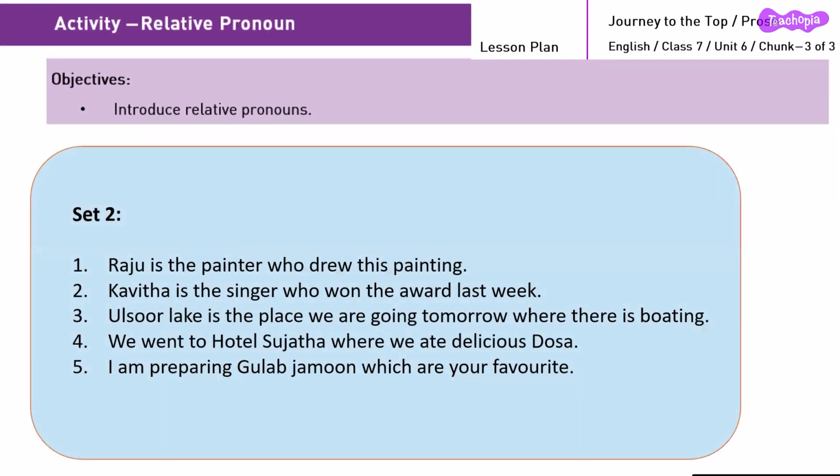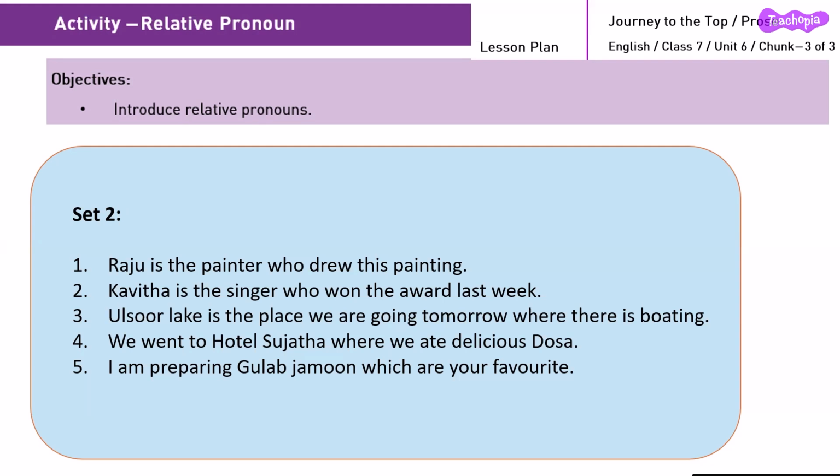Okay, reading the same set of sentences, but with a relative pronoun. Raju is the painter who drew this painting. Kavita is the singer who won the award last week. Alsur Lake is the place we are going to tomorrow where there is boating. We went to Hotel Sujata where we ate delicious dosa. I am preparing gulab jamun, which is my favorite.